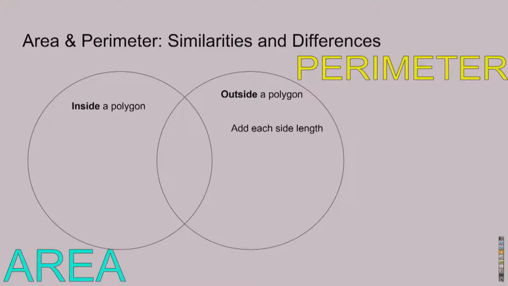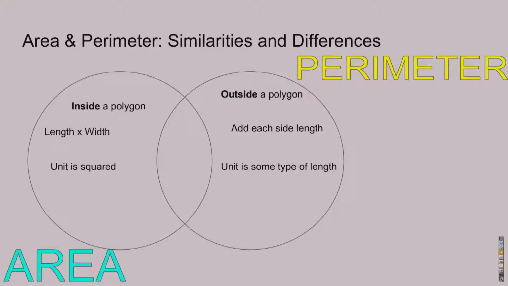And with perimeter, to calculate it, we add each side length. And with area, it's length times width. The unit of measurement is some type of length. It could be meters, centimeters, kilometers, miles. Depends on how big your space is. While in area, the unit is squared. So meters squared, or square meters.